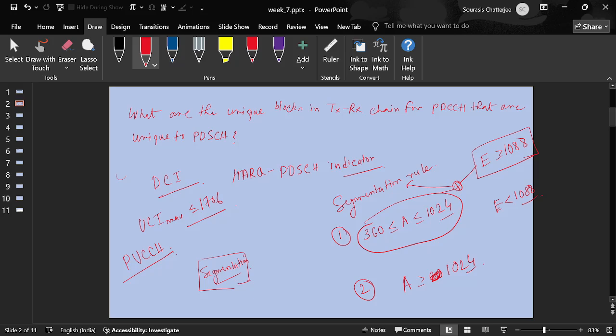So after you do the segmentation, the CRC scrambling and interleaver are anyway not required. Then we enter the polar encoder block and all that, and then we see something called right here.